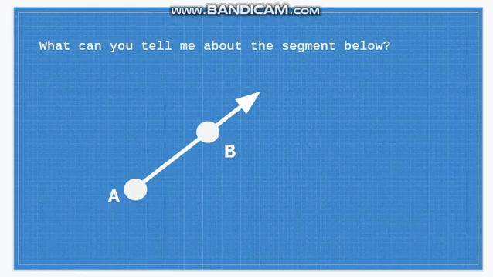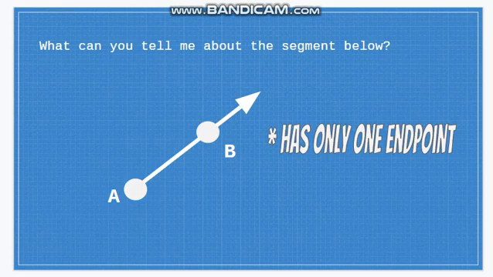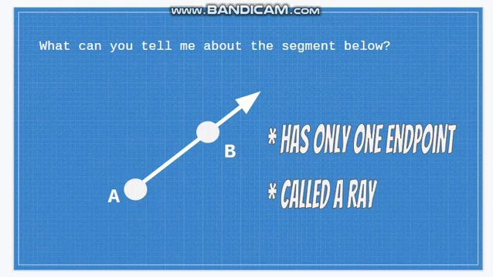So, let's make some observations about the segment below. Well, the first is that it has only one endpoint. It's not a line because it doesn't go on forever in both directions, but it's not quite a segment because it's got one definite endpoint and then one arrow, meaning that it has somewhere that it starts, but then it doesn't end. So this is called a ray. A segment that has one endpoint and then continues going in just one direction is called a ray.